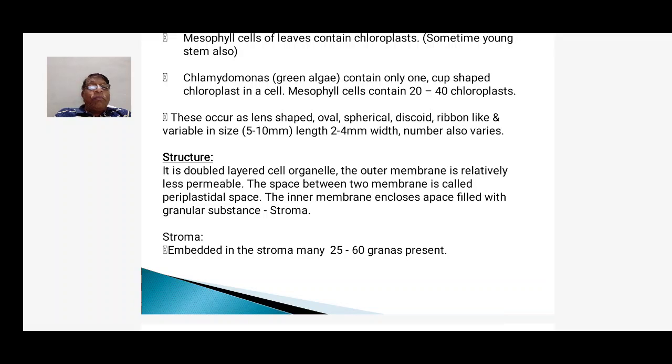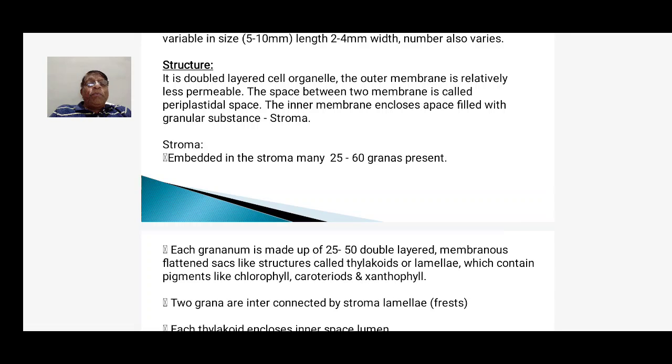The inner space contains the granular substance called stroma. What is that? Stroma. Stroma is very important because the dark reaction of photosynthesis or Calvin cycle of photosynthesis takes place in the stroma of chloroplast. Why does it take place only in the stroma? Because the enzymes necessary for the Calvin cycle are present in the stroma.